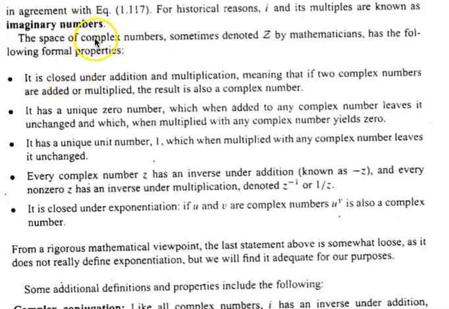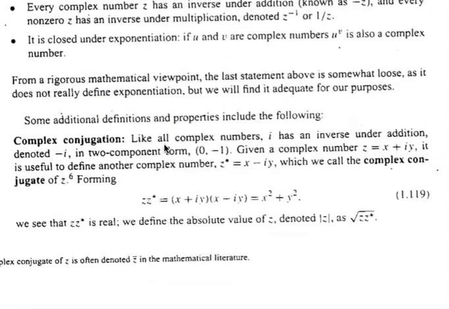So the space of complex numbers is closed under addition and multiplication. What that means is that if two complex numbers are added or multiplied, the result is also a complex number. It's not like if you multiply two complex numbers, you get something weird that doesn't exist. No, you get another complex number. If you add two complex numbers, you get a complex number, and on and on.